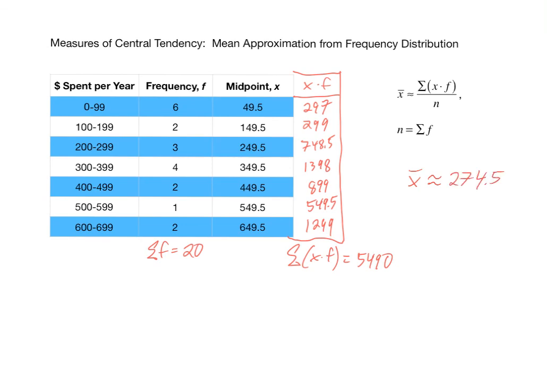Remember, this is an approximation of x bar. When we did the computation of x bar in one of the previous screens, we got that x bar was equal to 248.5. Now, of course, this one is better because that's exactly what the mean is. But if you don't have access to the raw data and can't get this, this is the next best thing. So we can use this formula to approximate the mean from a frequency distribution.